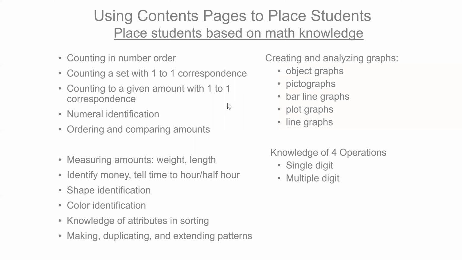Some things you might want to pay attention to as you move past Chapter 1 into skills beyond that pre-readiness and readiness would be general counting skills, like counting in number order, counting a set with one-to-one correspondence, counting to a given amount with one-to-one correspondence, identifying numerals, ordering and comparing amounts, that kind of thing. Might be measuring amounts, weight and length, identifying money, telling time to the hour, half hour, quarter hour, 5 minutes, etc.